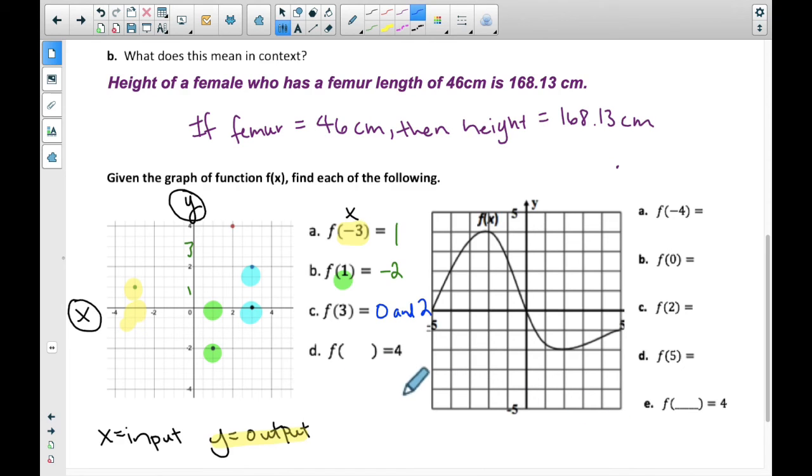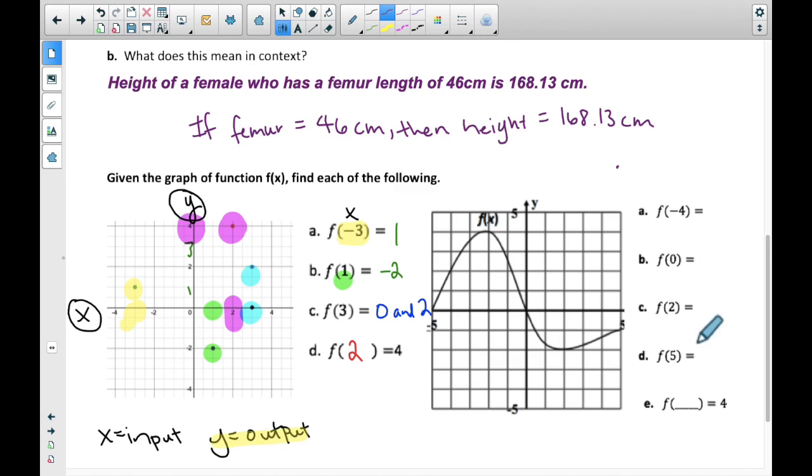Okay, and then you can also look at it the other way, the backwards way. What I'm saying is they want to know what input would have an output of 4, or what x would have a y value of 4. So I'm going to go to my y value and go to 4, which is way up here, and here's my point. What x does that correspond to? It corresponds to a 2. What that means is if you have a 2 in the input, you have a 4 in the output.